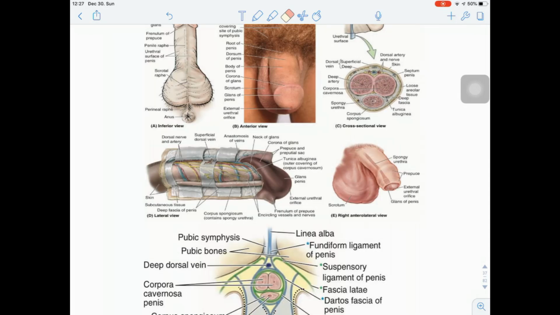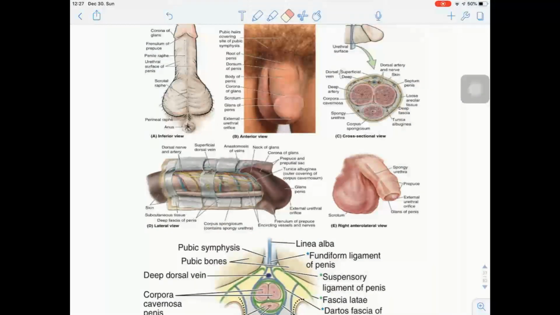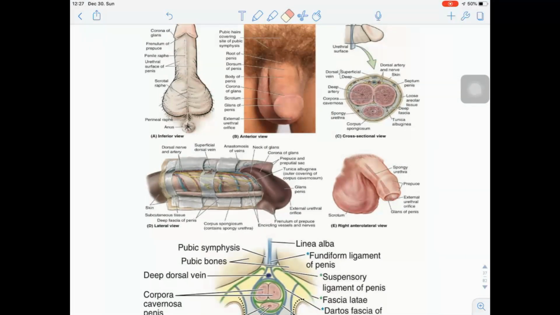So the ilioinguinal nerve gives a branch to supply the anterior side of the scrotum. There is also the anterolateral nerve of the scrotum, but it doesn't matter. Make sure you know the anterior and posterior. All right? I just wrote them down. Any question? That was it.